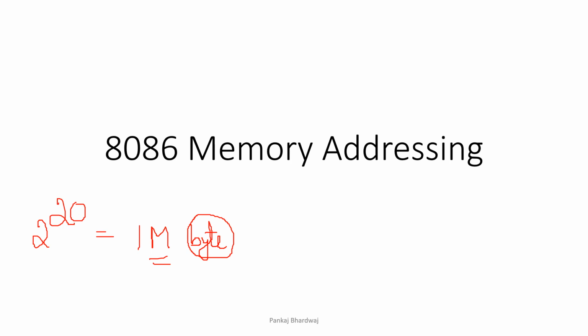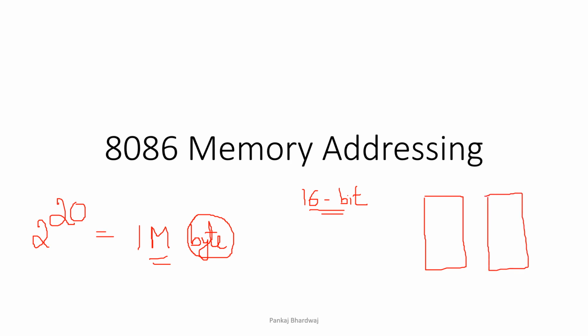And we have a data bus of 16 bits. That means at a time we can have 16 bits of data. But as we have memory locations in bytes, that means 8 bits, to access 16-bit data we need 2 different cycles. To avoid this problem, we bifurcated the memory into 2 different segments.